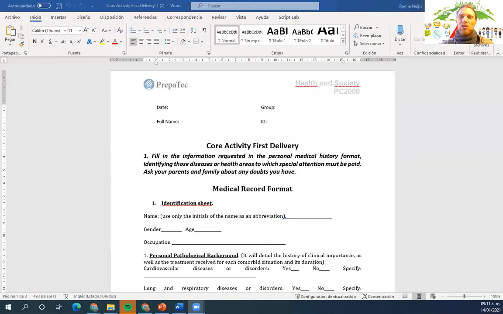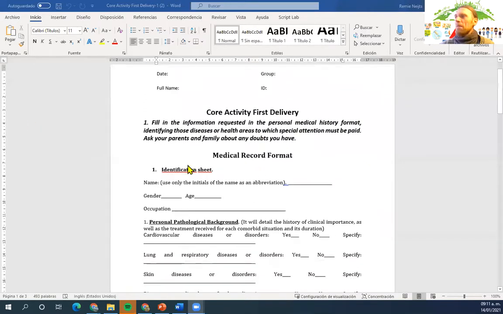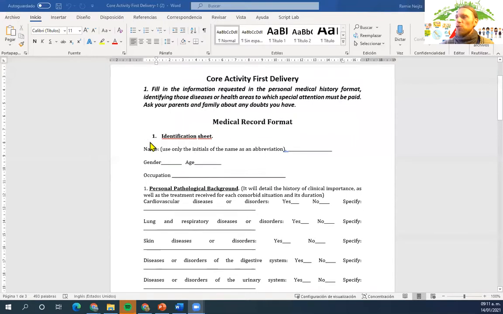So why am I telling this? It's because our core activity is a little bit about this. And of course, I will not oblige you, but I do invite you to do it as honestly as possible. This is individual, and the first delivery of the core activity is about a medical record format. So you will have an identification sheet with your name, gender, age, occupation, which is student.